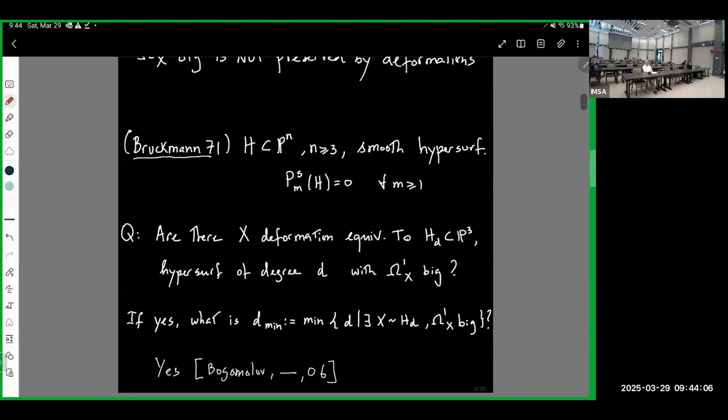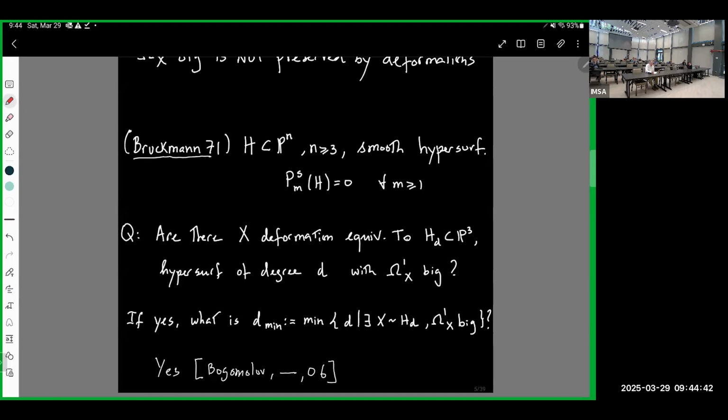And with Demailly, we proved this in 2006: indeed it's true that there are surfaces which are deformations of smooth hypersurfaces with big cotangent bundle. And they appear as resolutions of nodal hypersurfaces. Then the question was, as we'll see, the logic.